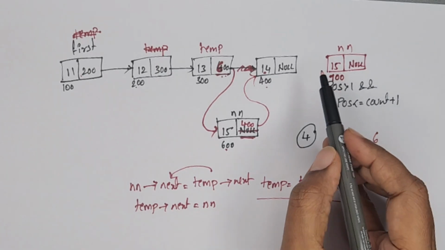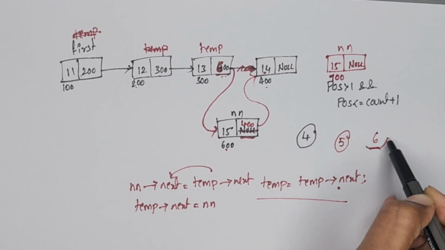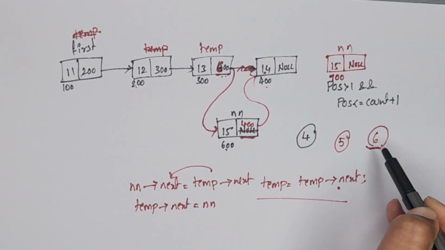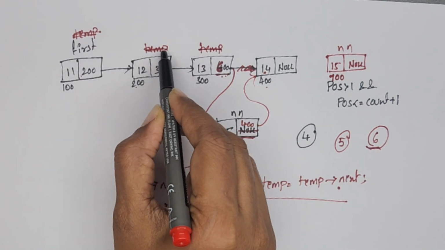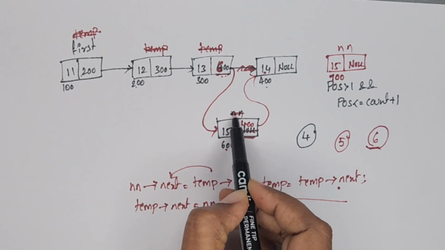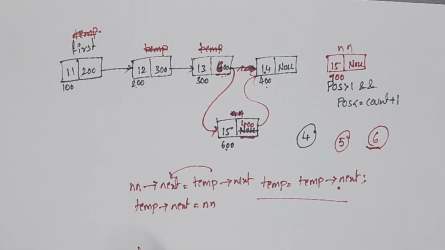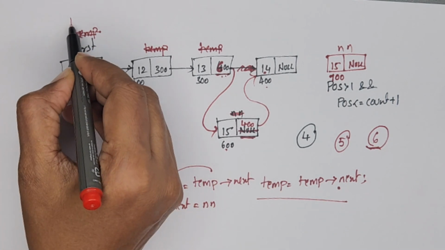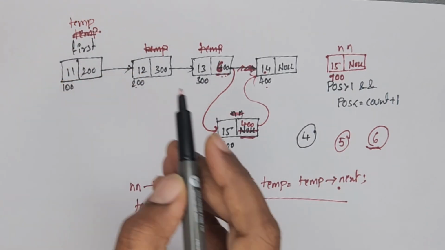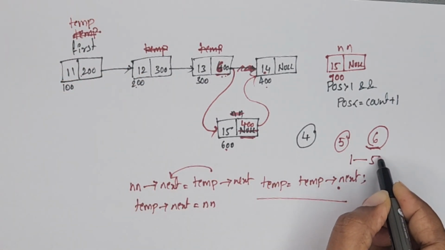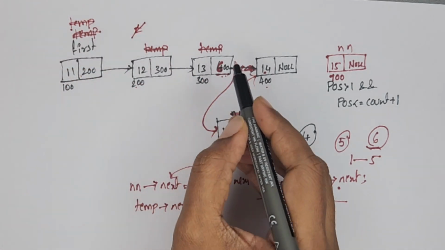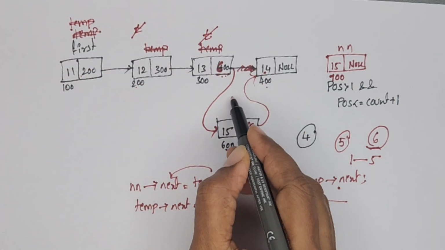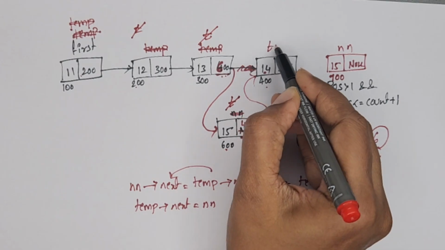Now if you want to insert a node at the 6th position, you have to assign one name to the 5th node. This is used for temporary purposes. The first node's name is first. Now first is assigned to temp. Now temp moves from the first node to the 5th node. How to move? Temp equals temp of next, temp equals temp of next, temp equals temp of next.